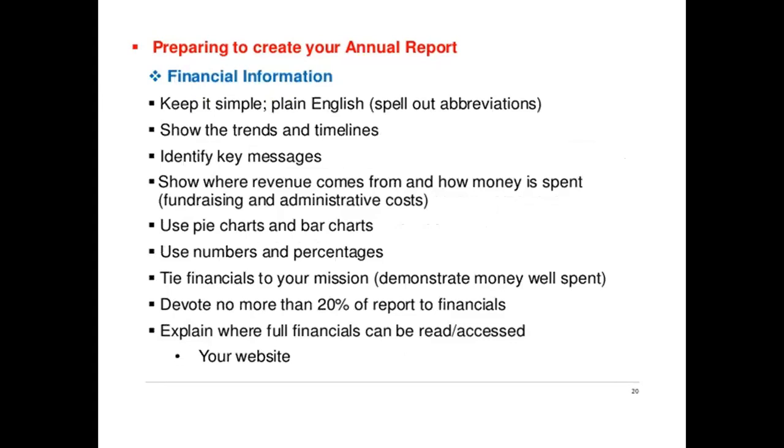Then how to make your financial report. For the financial part of the annual report, you need to make it simple, in very plain English. And yes, don't write in abbreviated form. Please spell out all the abbreviations and show trends and timelines of your key message, the core message that you want to convey through that financial information. Present it as the very first priority.